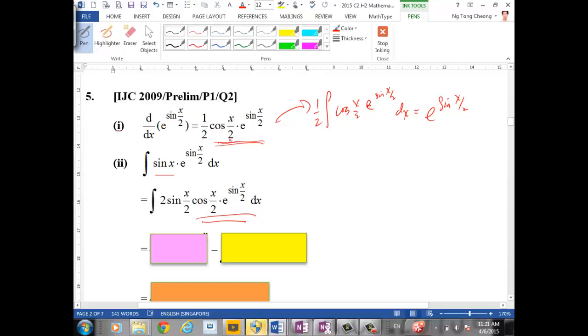Differentiating this gives you this, which means integrating this gives you the e to the sine x over 2, right? Also keep this in mind, because if you are able to observe this, then you see whether this can be deployed in part 2 here.